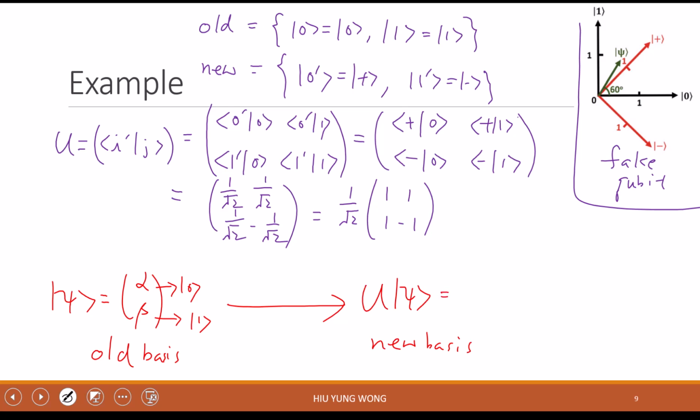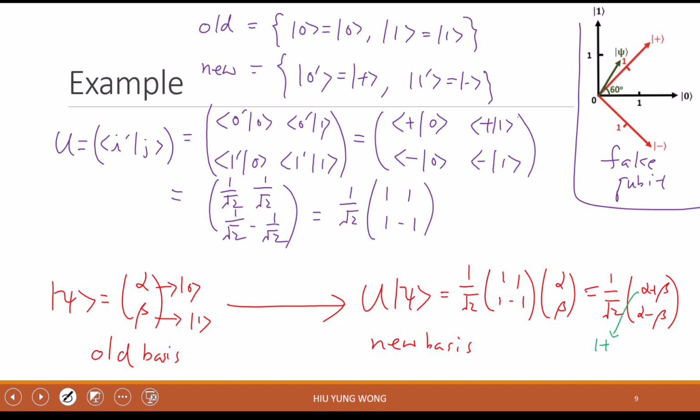And what is that? That is 1 over square root 2, 1, 1, 1, negative 1 times alpha beta. You go through the math, it's just 1 over square root 2, alpha plus beta, alpha minus beta. And we've done that before. This is correct. You can compare to our exercise before. But now, what is this top? This part represents plus, and this part represents minus. All I'm trying to show you is that once you get this matrix, then you can do transformation of coordinates or rotation, representation of vector easily.